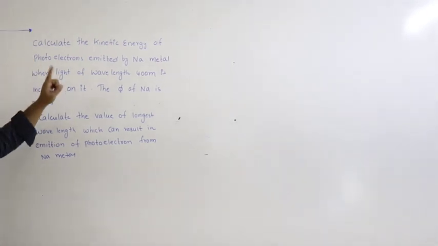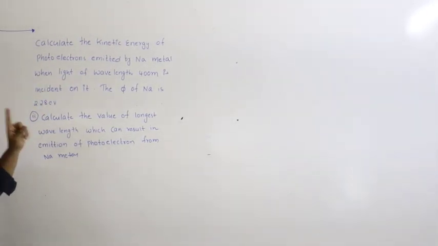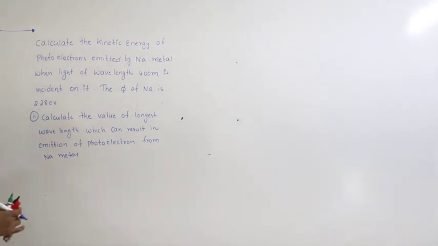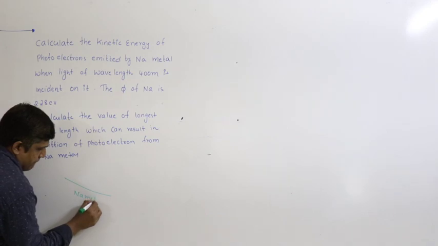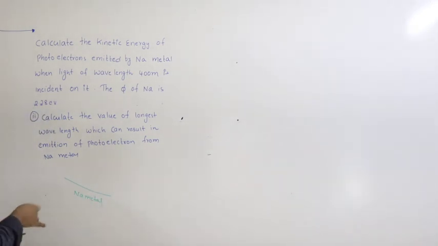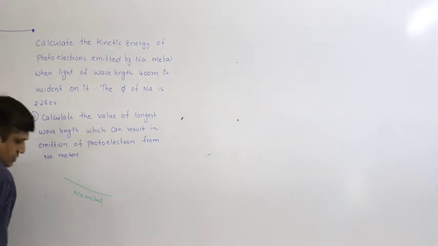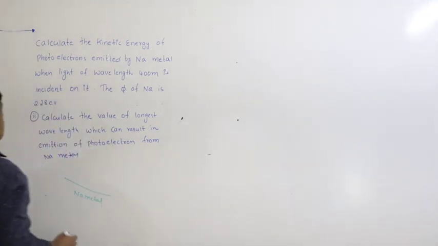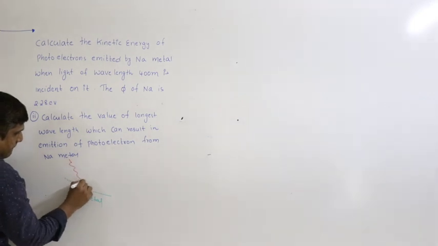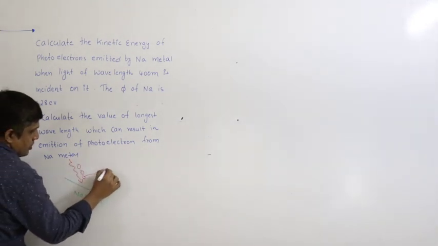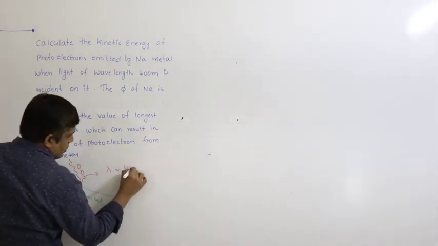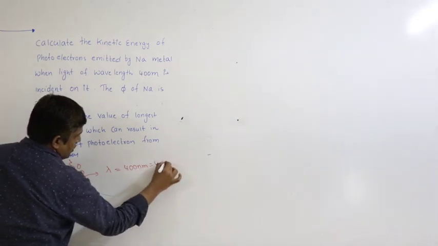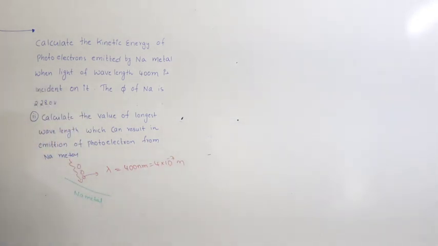Next question. Calculate the kinetic energy of photoelectrons emitted by sodium metal when light of wavelength 400 nanometer is incident on it. So what we are doing is taking sodium metal, and on this sodium metal, light is made to fall. The wavelength is provided, 400 nanometers. So this is 4 into 10 power minus 7 meters, right?